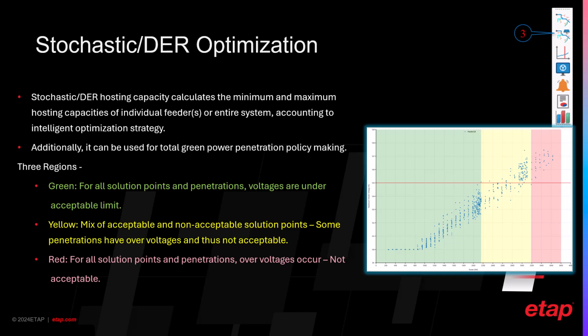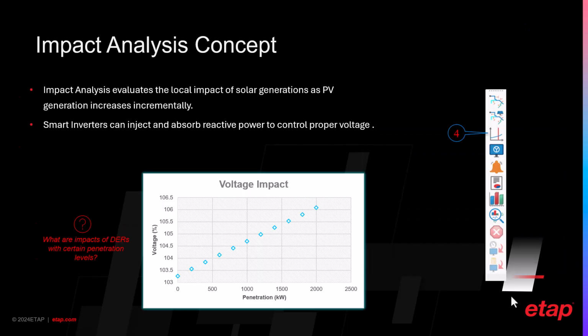So by seeing this demarcation between the green, yellow, and red, you're also able to determine two important thresholds. The first is the minimum hosting capacity, which is the border between the green and the yellow region. And the second is the maximum hosting capacity, which is the border between the yellow and the red region, as you see here. Finally, the third analysis type, impact analysis concept.